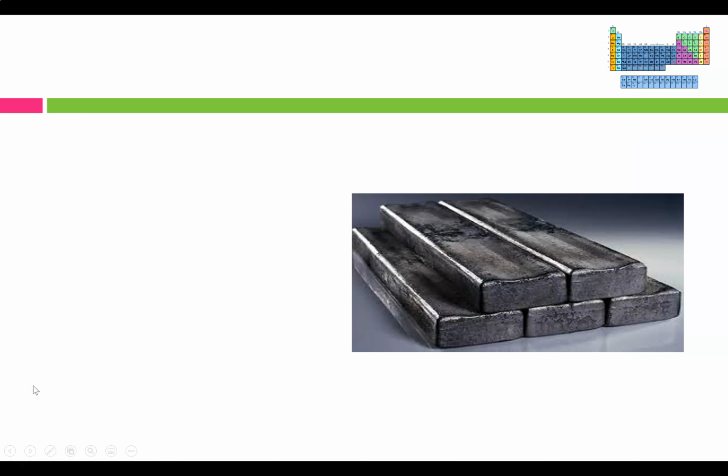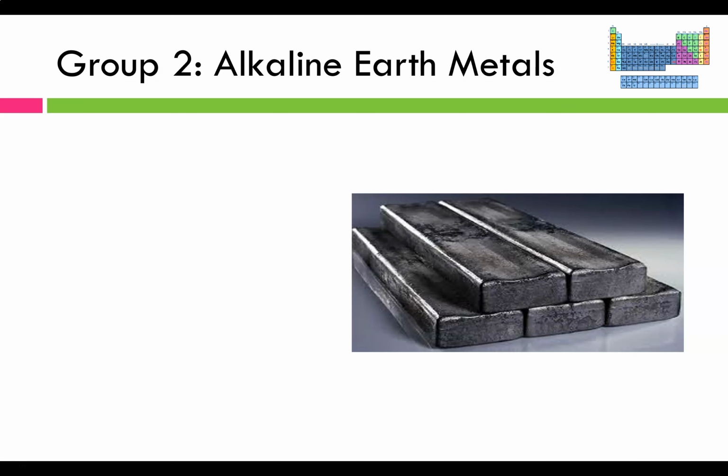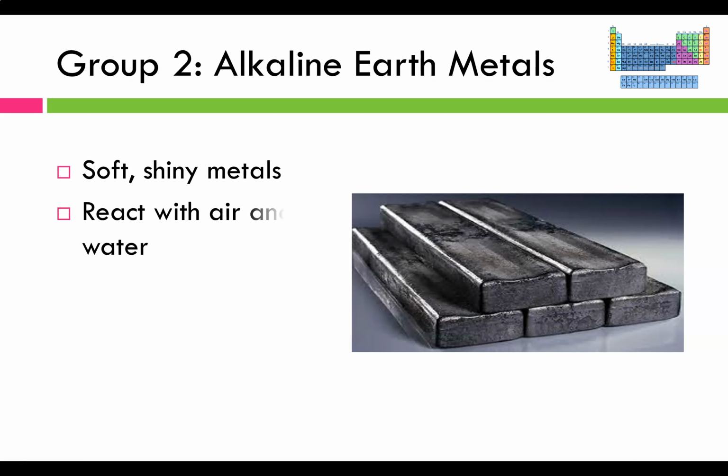All right, let's move one group to the right into the group 2 metals. Do you know what they're called? They are the alkaline earth metals. They're also soft, shiny metals, not nearly as soft as the group 1 metals. They can be a little difficult to cut with a knife. They also react with air and water, but not as violently as our group 1 metals do.